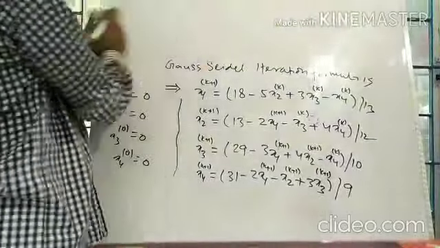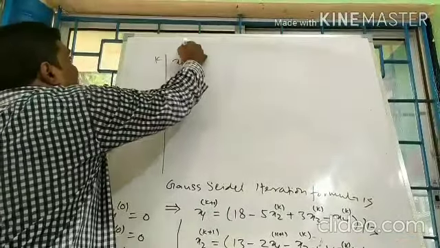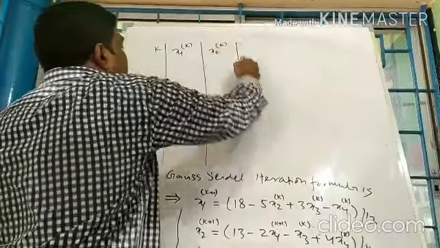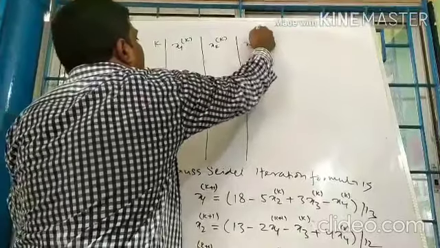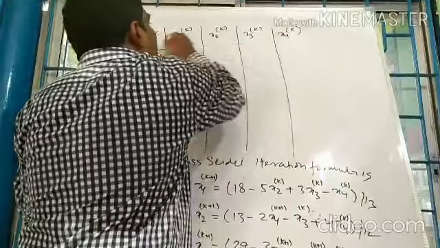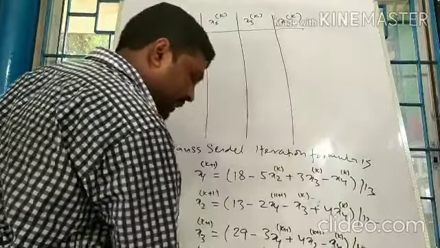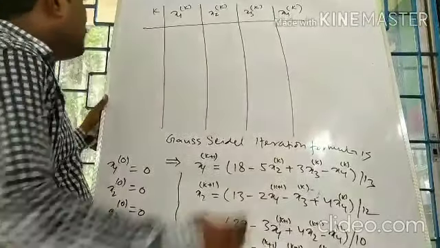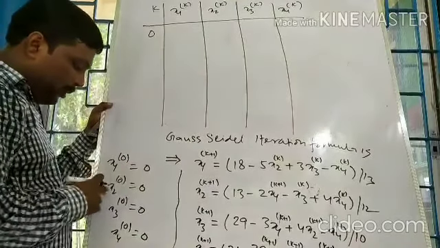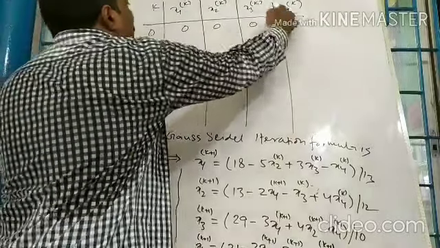Then construct the computational table: k, x1(k), x2(k), x3(k) and x4(k). Now, initially, we assume that the initial approximation of x1, x2, x3 and x4 are zeros. So, 0, 0, 0, 0.